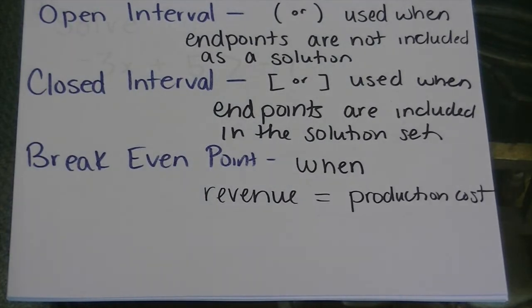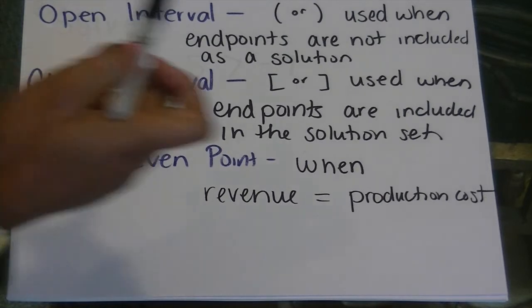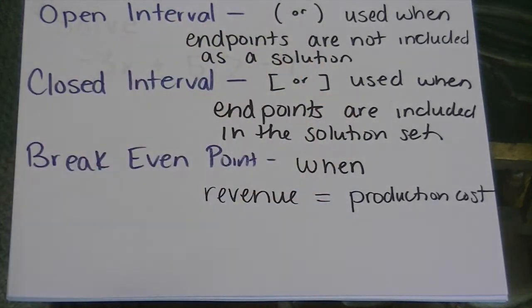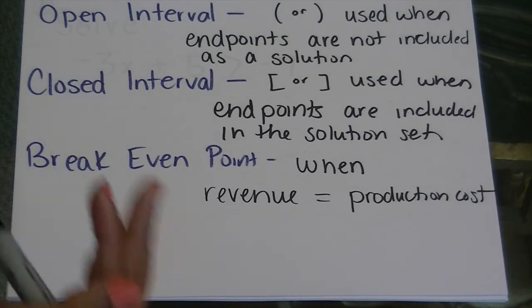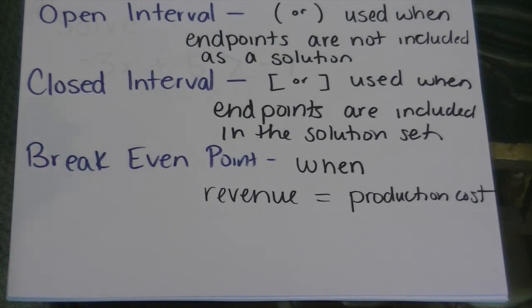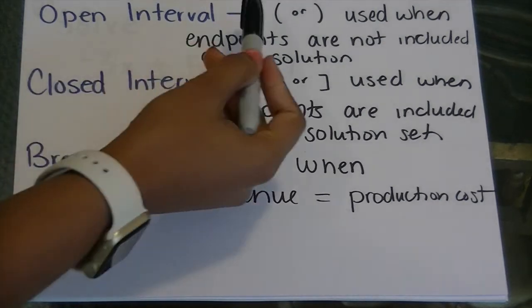I'll also use the term open interval or closed interval. Open intervals are expressed with parentheses, and we use them when the endpoints are not included in the solution set. So if I say you can have any number greater than 0, but it can't be 2 or go past 2, that means 1.999 is in the interval, but 2 is not in my solution set, so that will be an open interval.